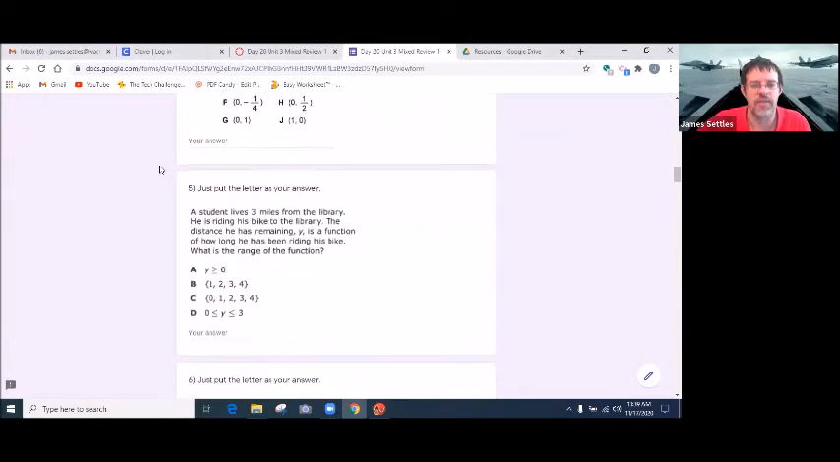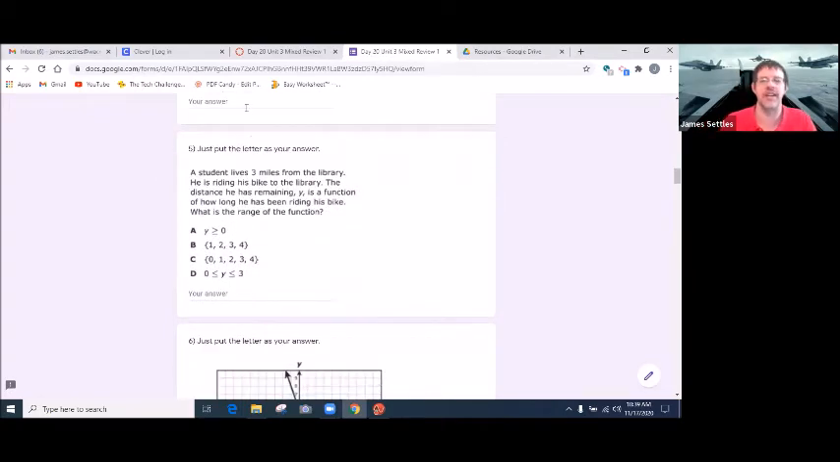So number 5. All right, so number 5 looks like another tough one. Okay, so let's see. We do know that this is range, and range is y's. Everything has y's or they don't have anything. So far, we're good. So what is y? So right here in the sentence, it says the distance he has remaining. Okay, so distance he has remaining from what? It says the student lives 3 miles from the library. Okay, so he's going to the library and he lives 3 miles. And so y is the distance he has remaining.